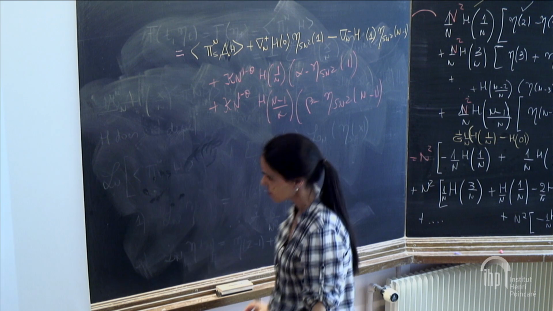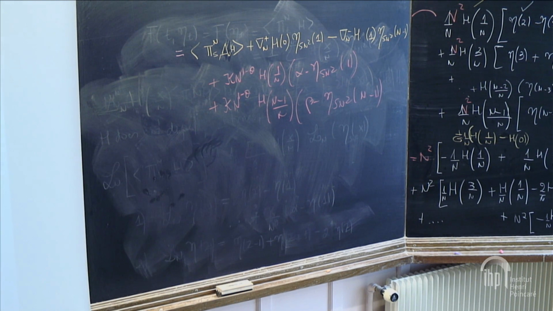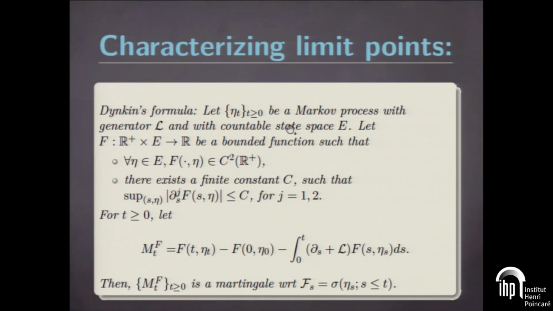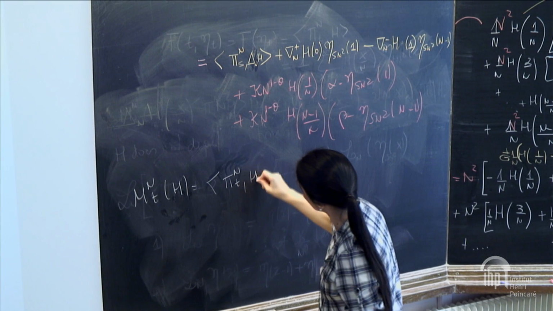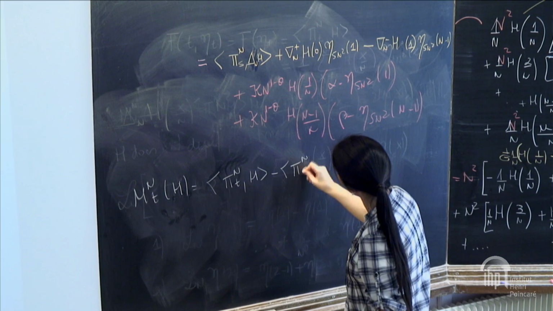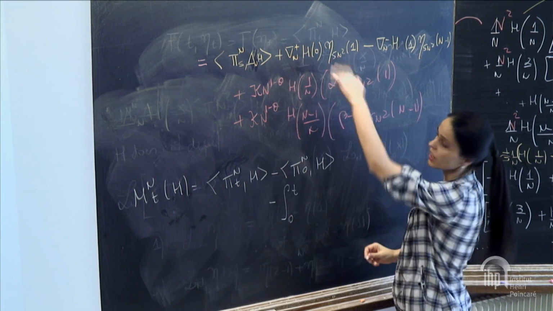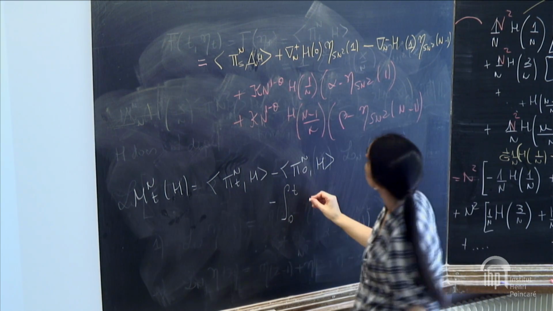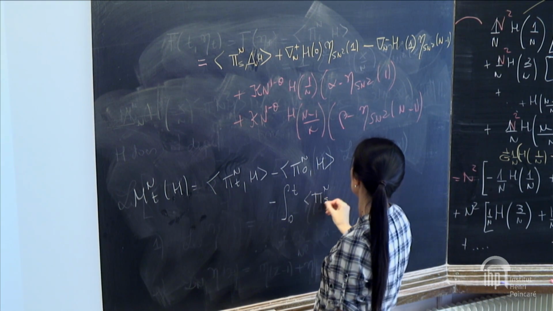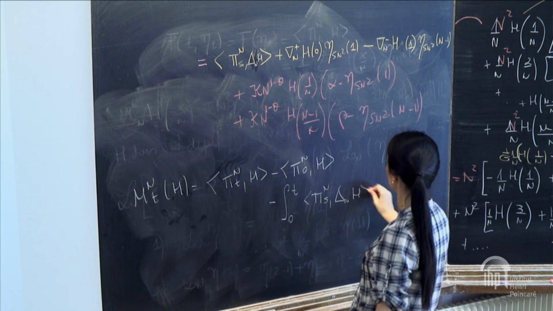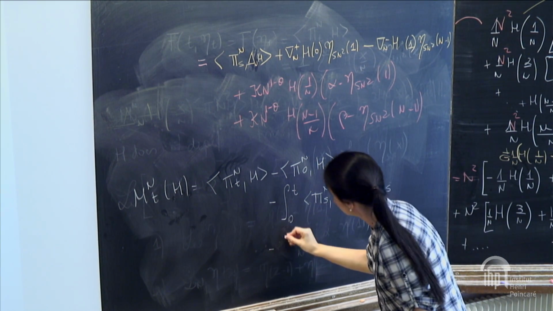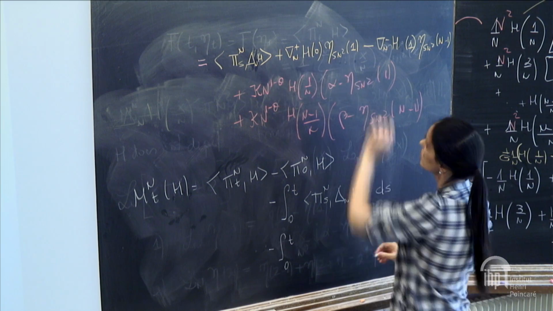Okay, so in the Martingale, when we go back, when I look at the Martingale, so I have M n t at h equal to pi n t at h, minus pi n 0 at h, minus the time integral of this guy. I'll put it here, okay? So now I have pi n s of this guy minus the integral in time of this term.